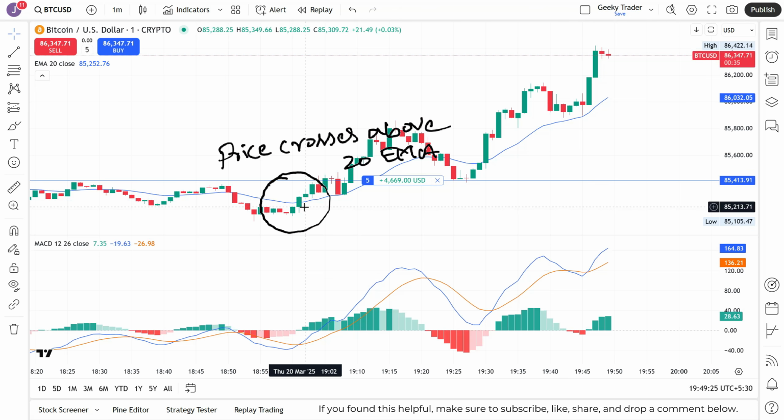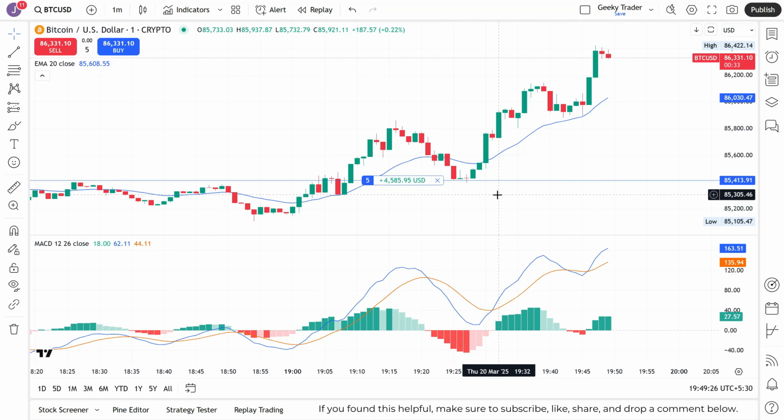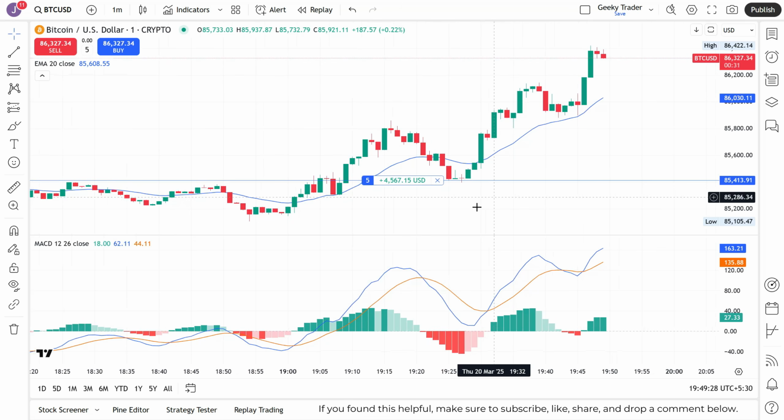When all these conditions align, the MACD crossover, histogram confirmation, and price breaking above the 20 EMA, this is our signal to enter a buy trade. By using this combination of indicators, we increase our chances of catching strong bullish moves while avoiding false breakouts.